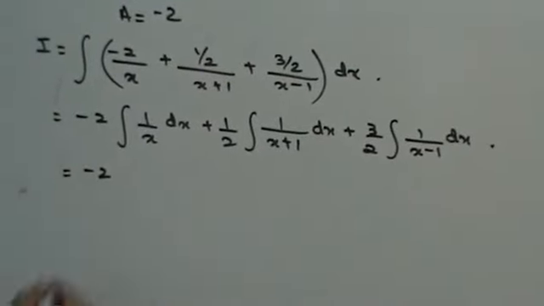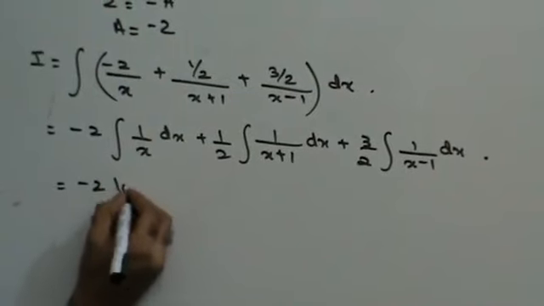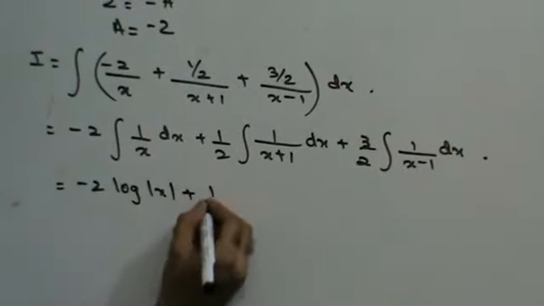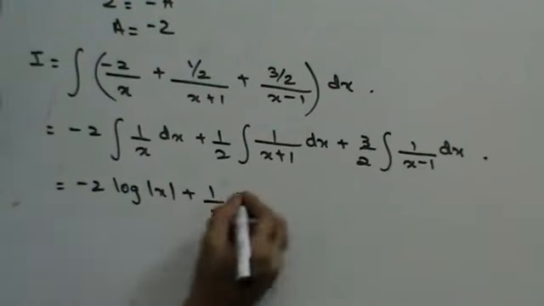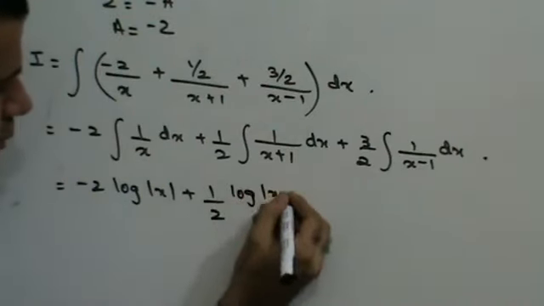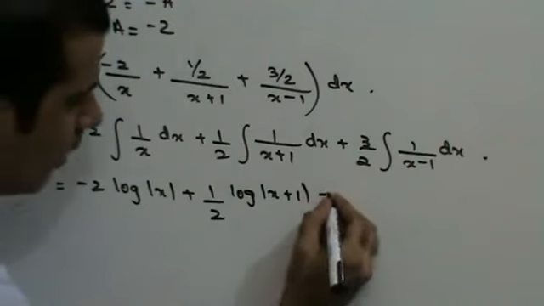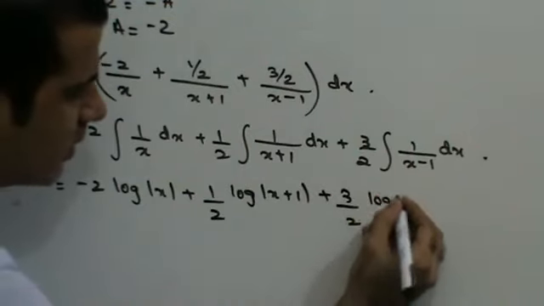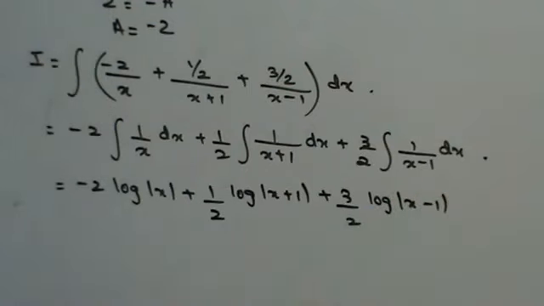Minus 2, integral of 1 upon x is log mod x, plus 1 upon 2, integral of 1 upon x plus 1 is log mod x plus 1, plus 3 upon 2, integral of 1 upon x minus 1 is log mod x minus 1, plus c. Next sum.